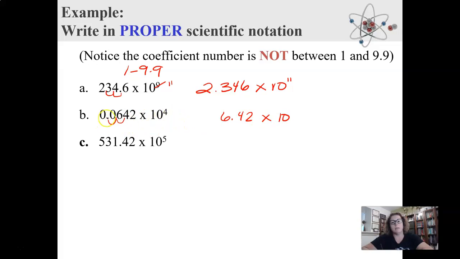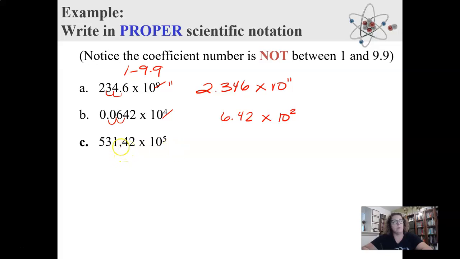Okay. So basically when I move it to the right, I'm making it more negative, okay? So this 4 is going to change not to 6, okay? But because we moved it to the right, you're making it more negative. So it's going to change to the 2, okay? 532, okay? I need it to be between 1 and 9.